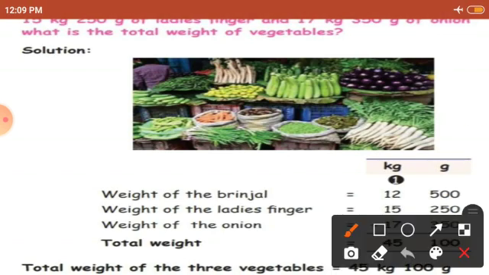So see the keyword they asked. It is total weight, right? So total weight means it is what? Addition. So we have to add everything.